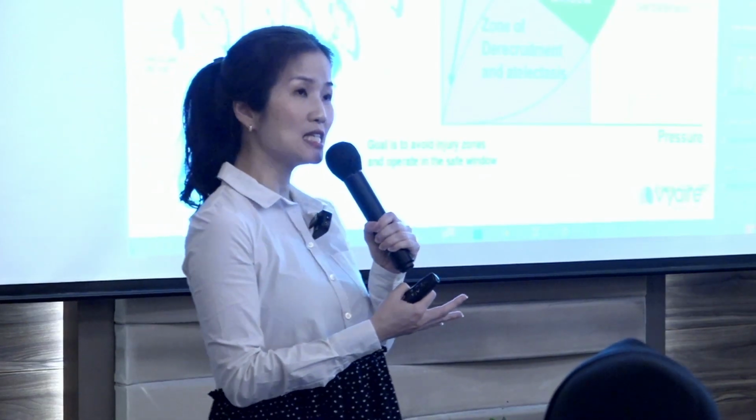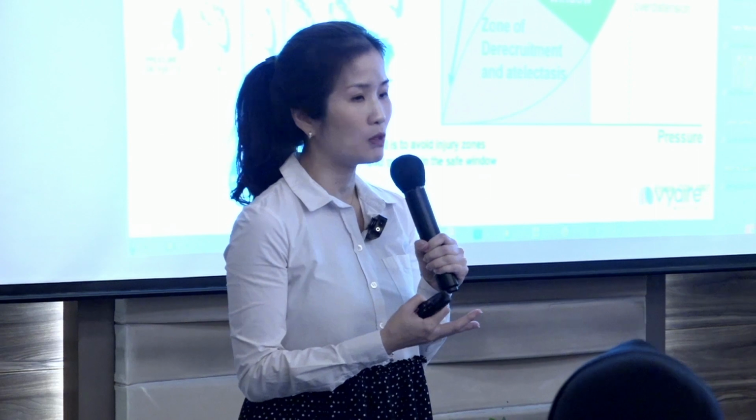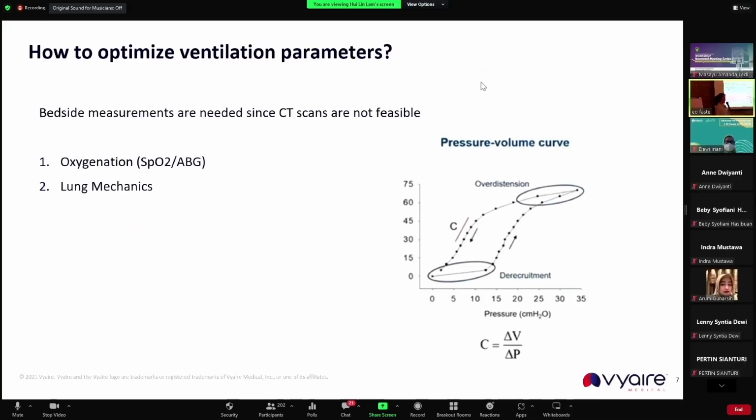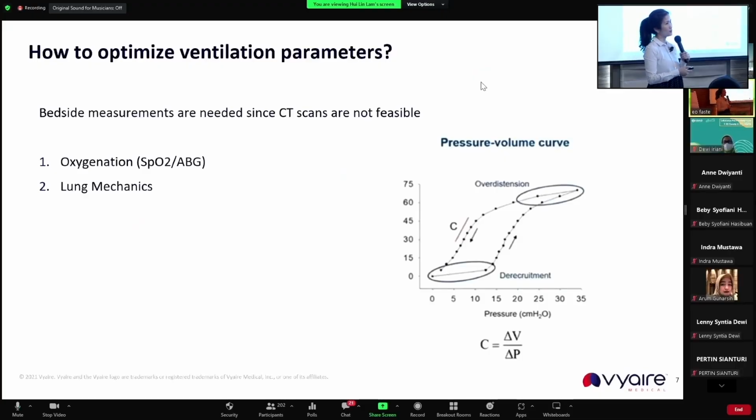And when we have atelectasis and over distension, most of the time we will tend to give too much FiO2 to the patient, and this might be detrimental. So how do we optimize ventilation parameters? A lot of times you will do CT scans, but it's not very feasible to keep transporting the patients down for CT scans to look at the lung conditions. So a lot of times we depend on what we have at the bedside, which is oxygenation, like looking at the SpO2 readings or your arterial blood gases. These are very powerful numbers and tools that we can use at bedside.